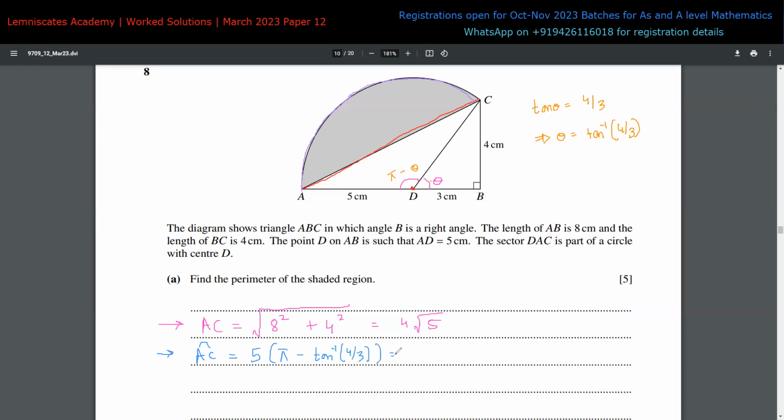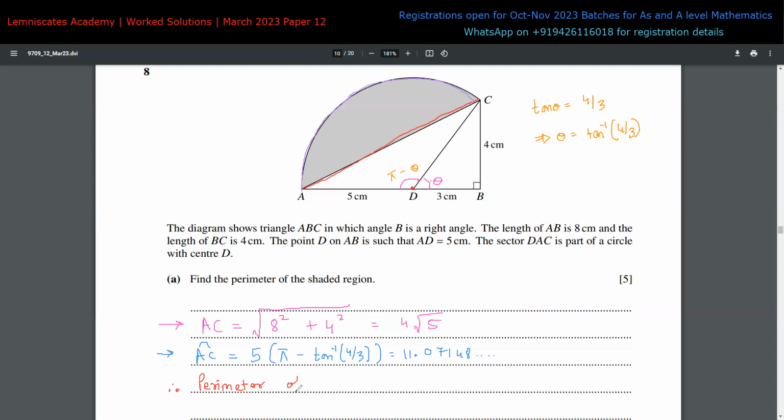So let's go ahead and check that. So 5 into pi minus, once again I'm saying, just make sure that the calculator is in radians mode, tan inverse of 4/3. So that gives us 11.07148 something.